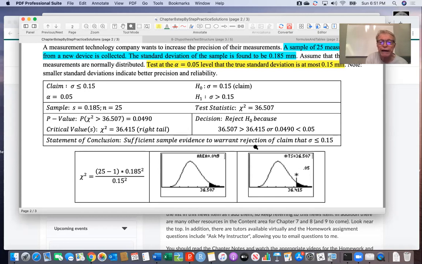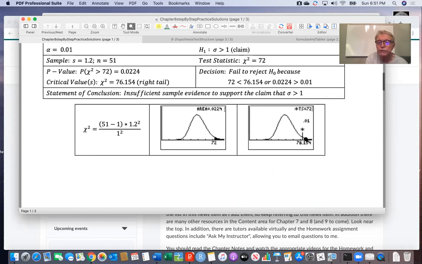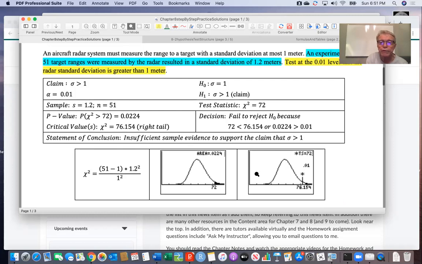By the way, the area underneath the curve to the right of the critical value is going to be equal to alpha. And in this case, alpha was 0.01, okay? 0.01, not 0.05. That's why that's such a small area out there.